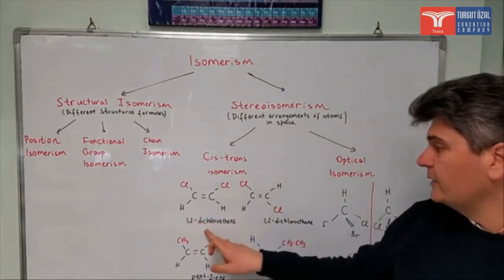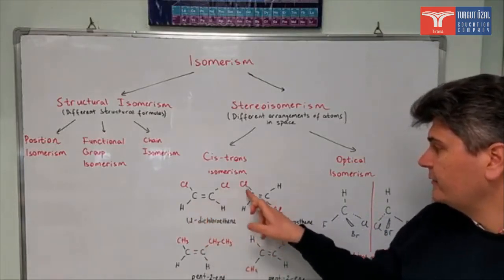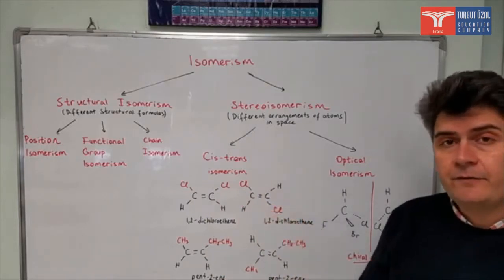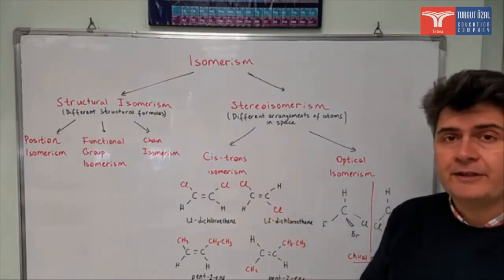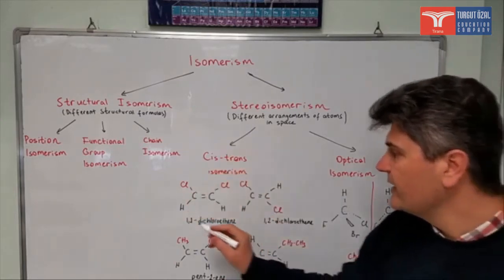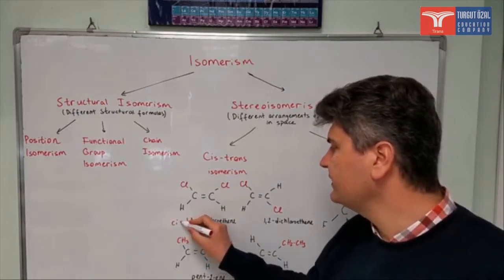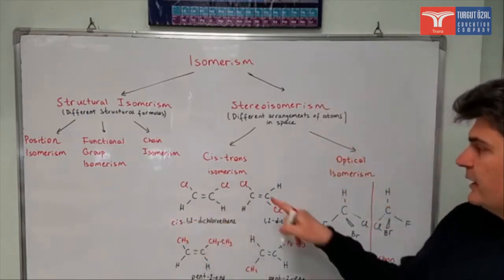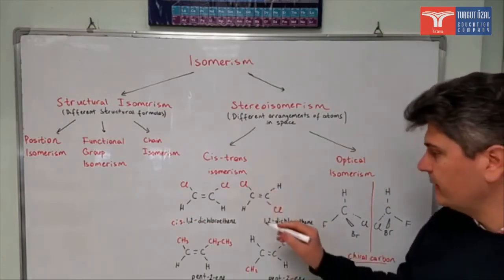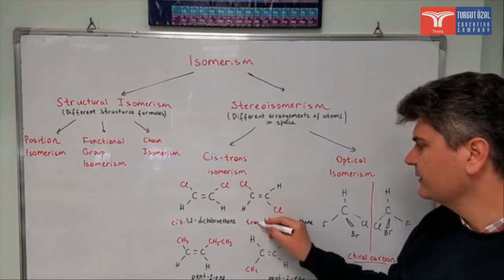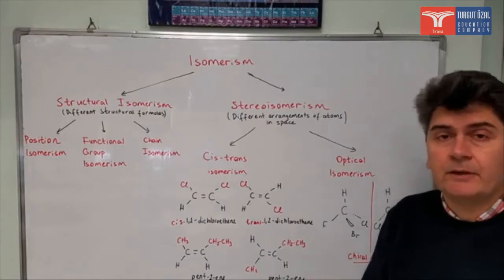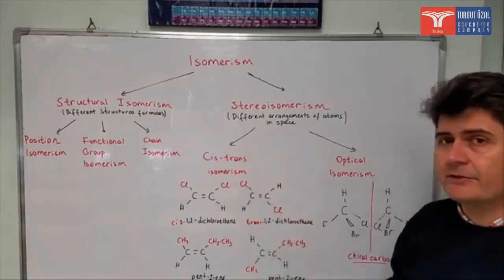So here I have 1,2-dichloroethene, here I have 1,2-dichloroethene. But in the first one, the chlorines are on the same side of the molecule. That's why it is called a cis compound. We say cis-1,2-dichloroethene. In here they are on the opposite sides. That's why we call this one a trans compound. It is trans-1,2-dichloroethene. We actually don't need to have some halogen in order to see cis-trans isomerism.